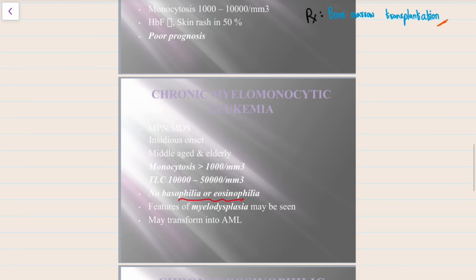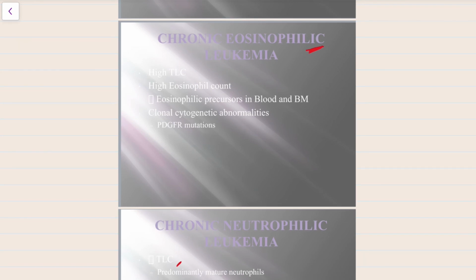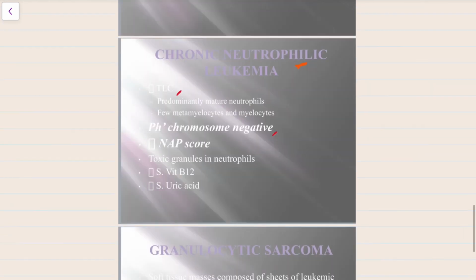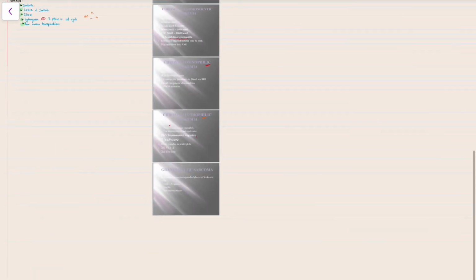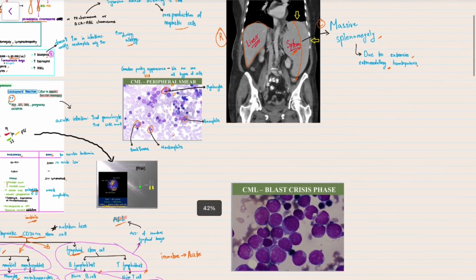And then there's chronic myelomonocytic leukemia, where there's no basophilia and eosinophilia, one of the characteristics. And there's chronic eosinophilic leukemia, as the name suggests, there's an increase in the eosinophil count. And chronic neutrophilic leukemia, where neutrophils drastically increase. And there's granulocytic sarcoma, soft tissue masses composed of sheets of leukemic cells. Right, so this is chronic myeloid leukemia for you.